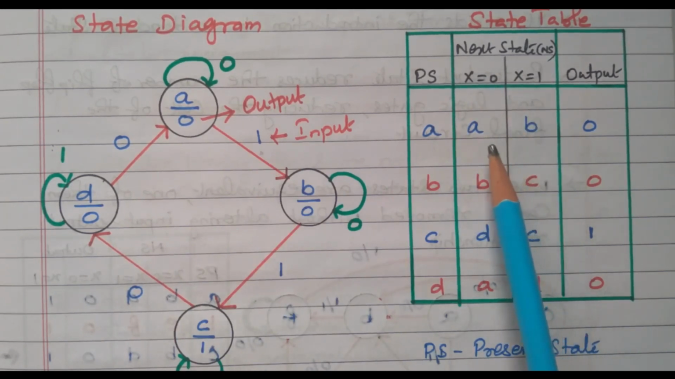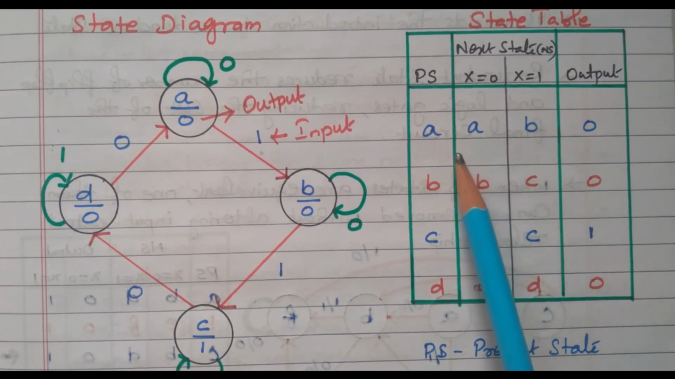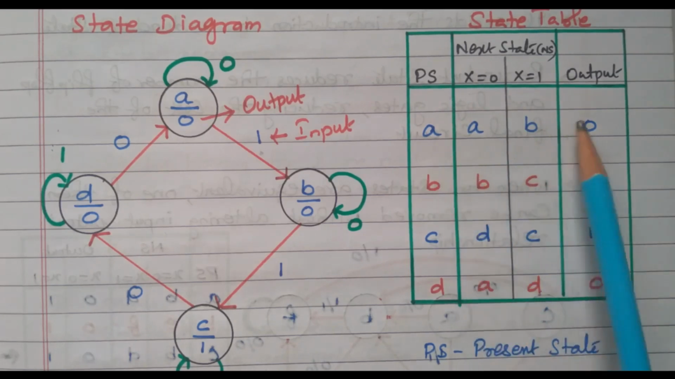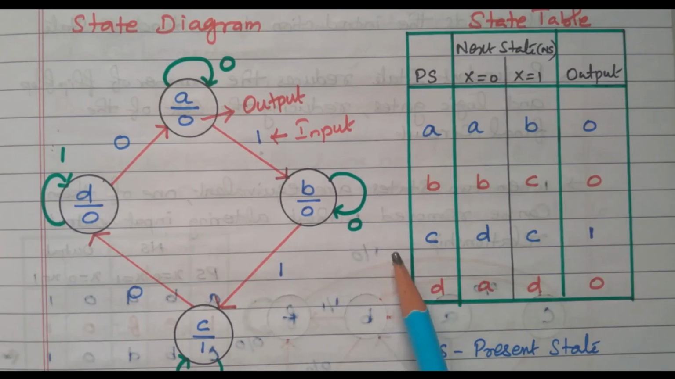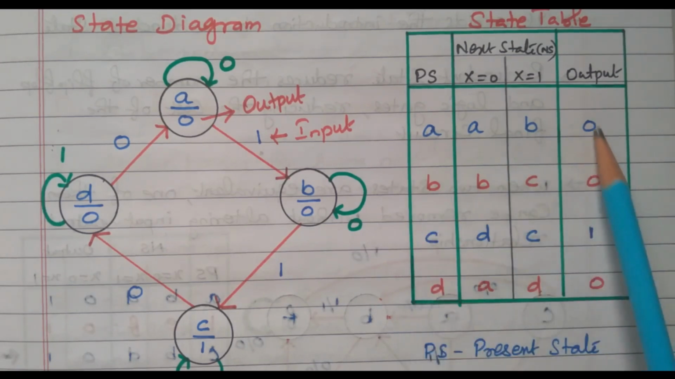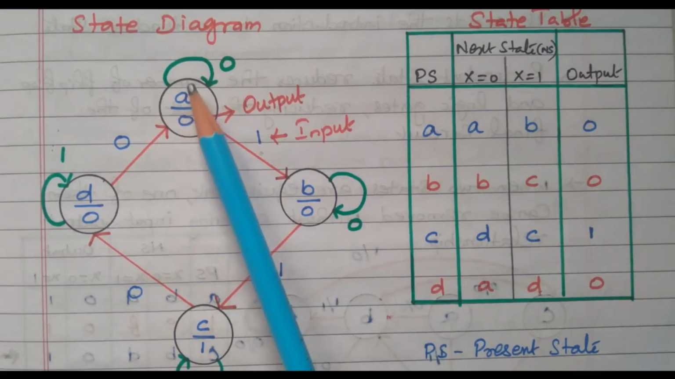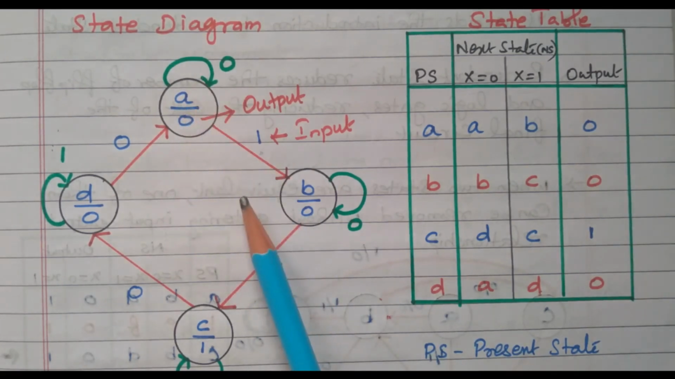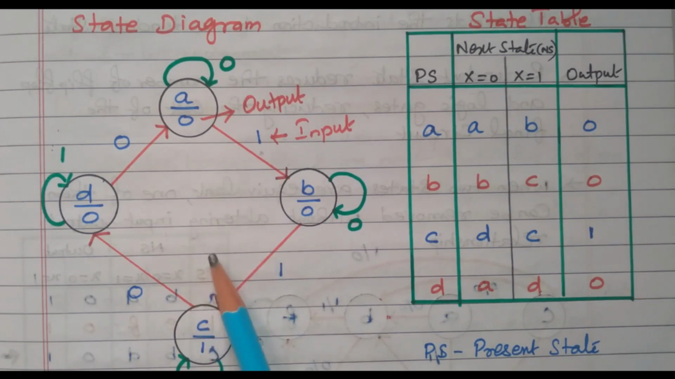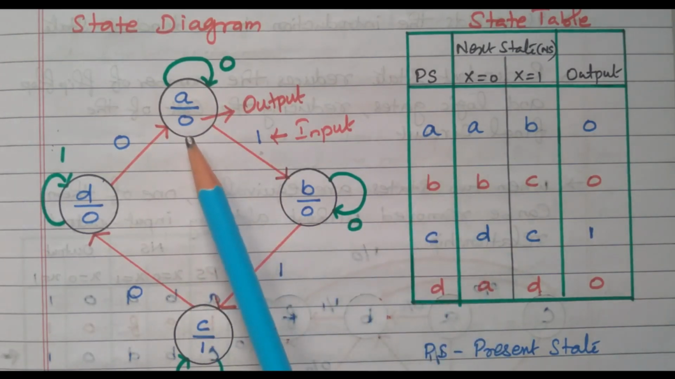I already know that the Moore circuit output depends upon only the present state, not upon the input. So we are getting a constant output for either x equal to 0 or x equal to 1, not depending upon input. It depends only upon the present state. Now, we will see how the state changes.